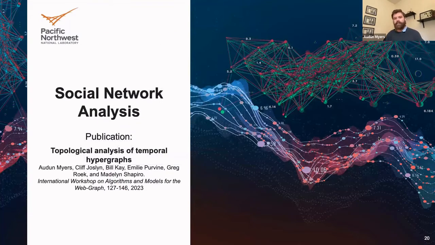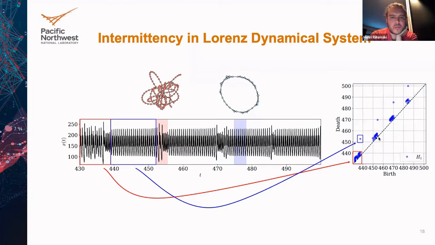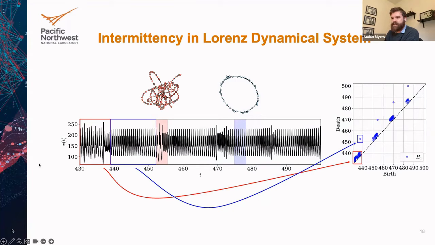So now I'm going to... Can I ask a question? Yeah. Maybe I missed it, but what is the data you're using here? Do you take some Takens embedding of this time series? It's not the Takens embedding. It's a simulated Lorenz dynamical system, just the x sub t variable here.